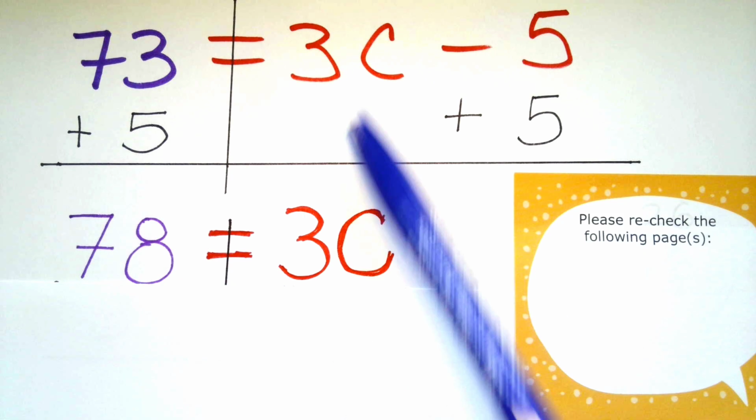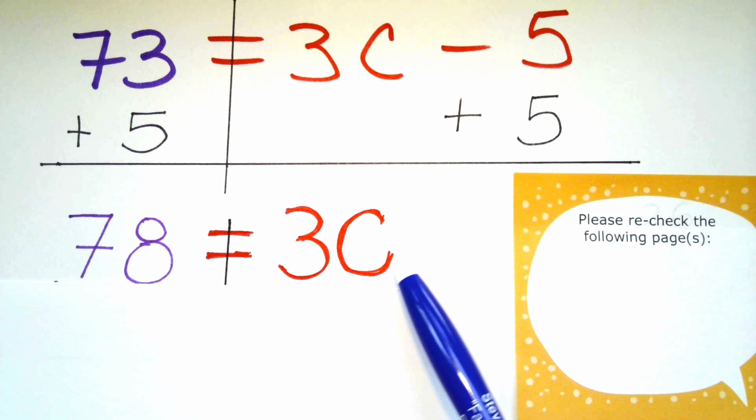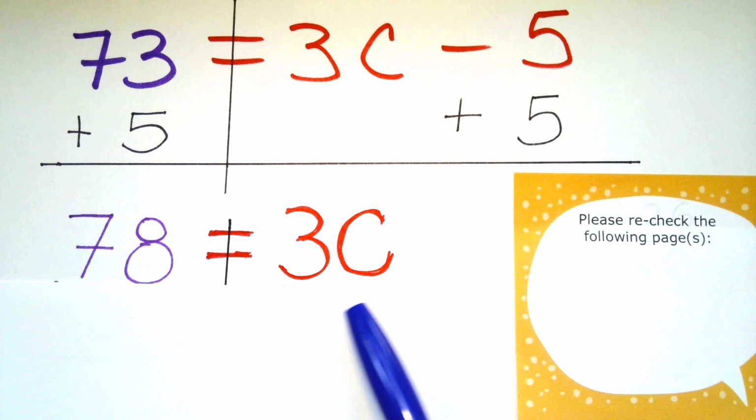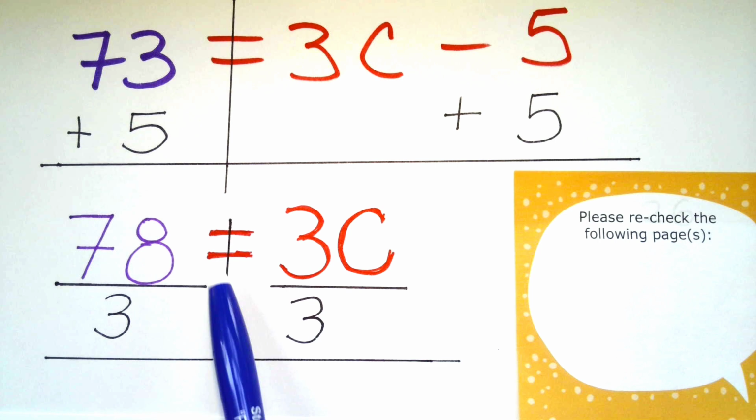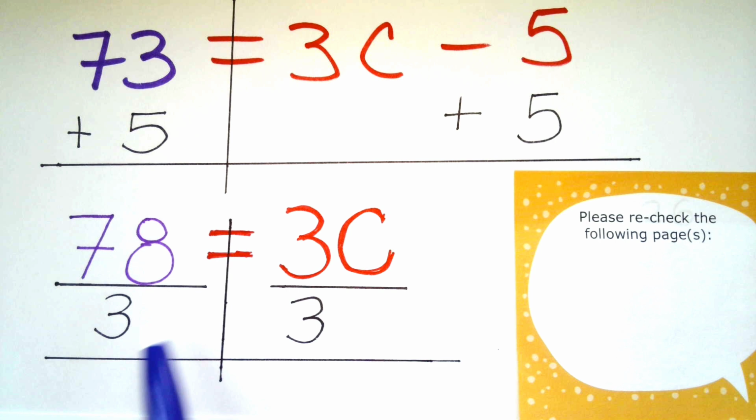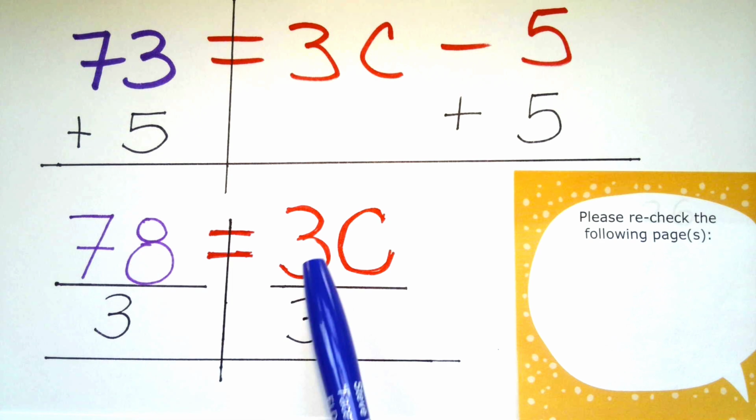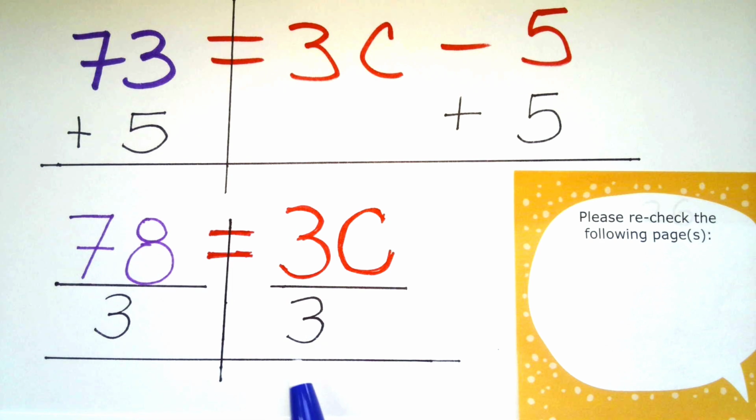Equals 3C. Now, what is the opposite or inverse of 3 times C? If you said to divide by 3 to both sides, you're absolutely correct. What we do to the right side of the equal sign, we have to do to the left side. 3 over 3 leaves me the invisible 1C equals 78 divided by 3. What is that?